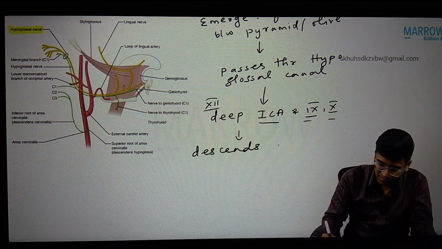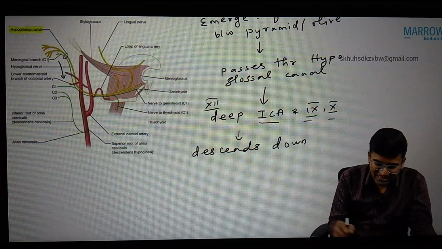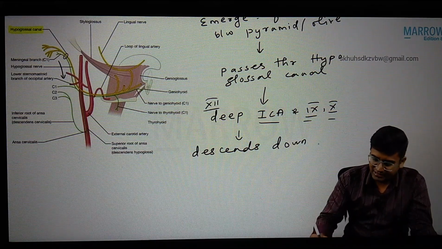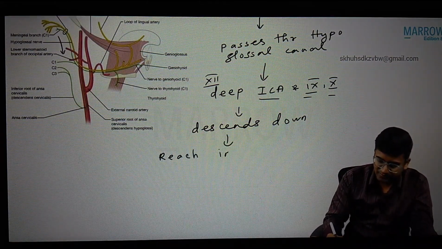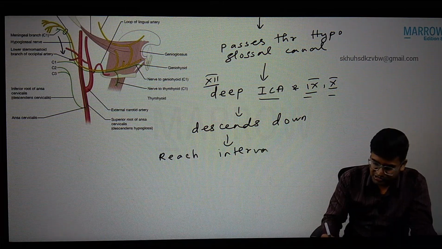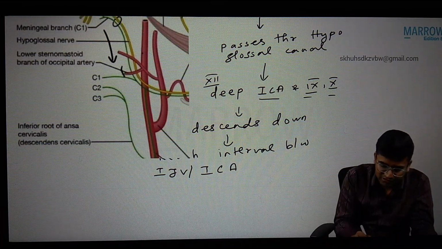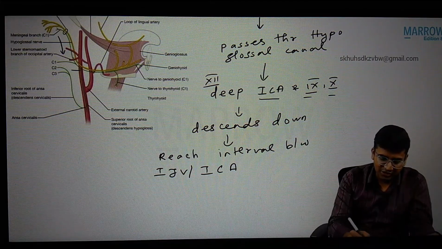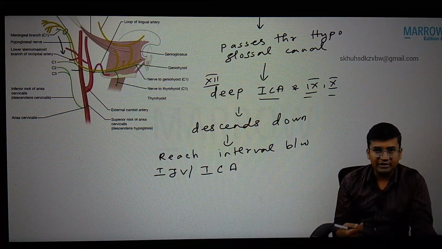Okay, it is coming down. See here, it is coming down and reaches the interval between the internal carotid artery and the internal jugular vein, which will be here. It descends down and reaches the interval between the internal jugular vein and the internal carotid artery. I'm talking about this area. Right. So now the nerve is present between the internal carotid artery and the internal jugular vein.